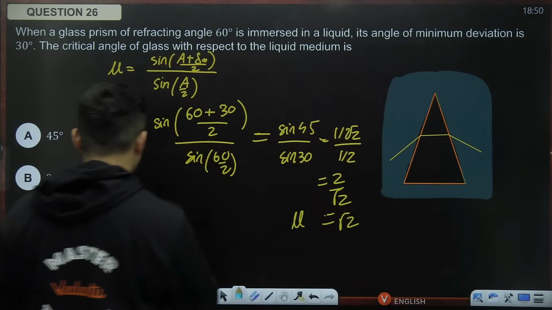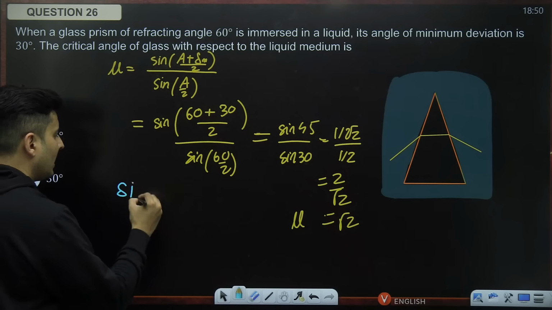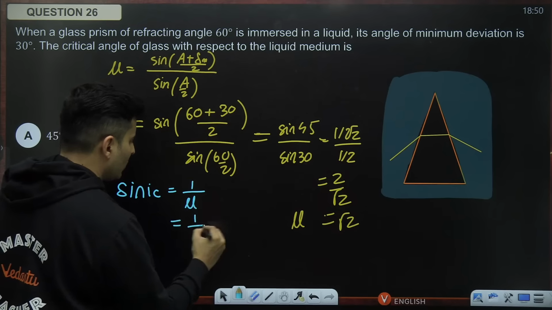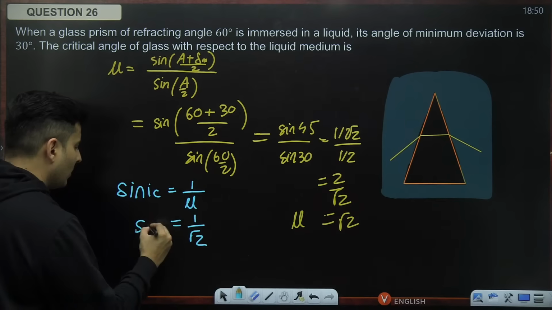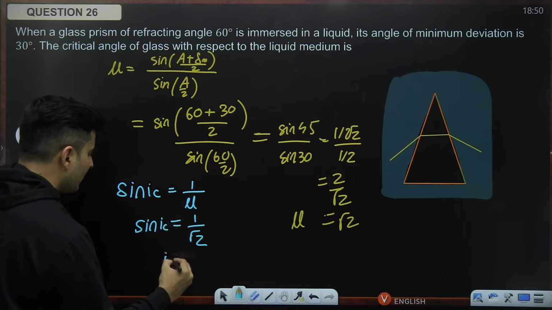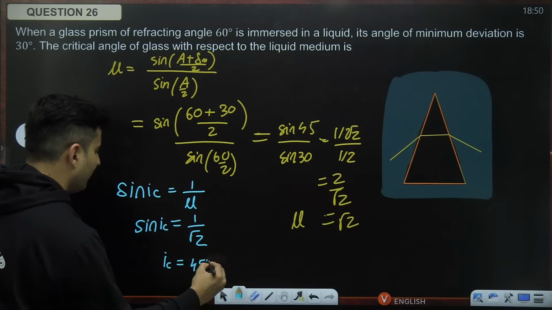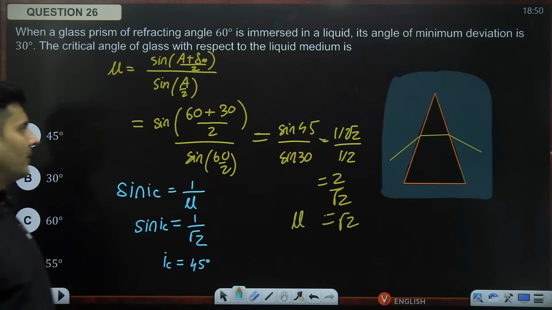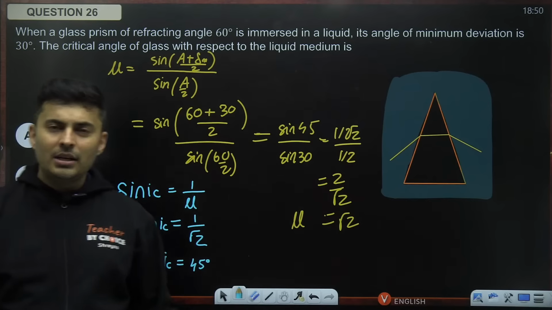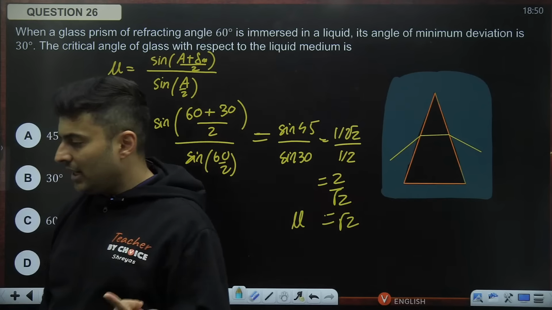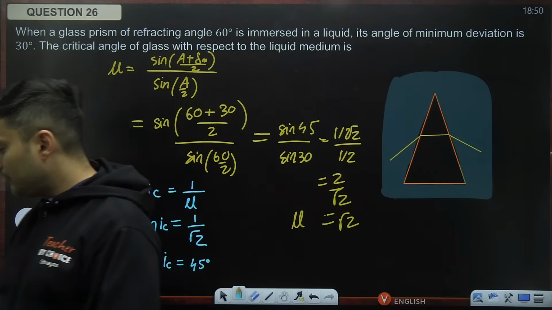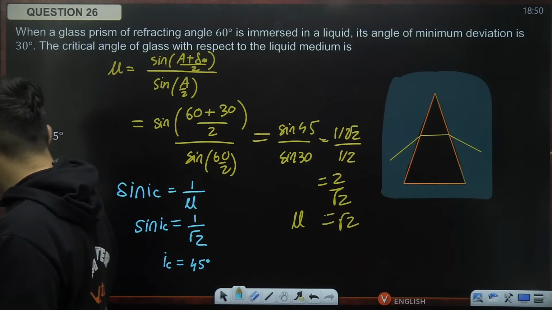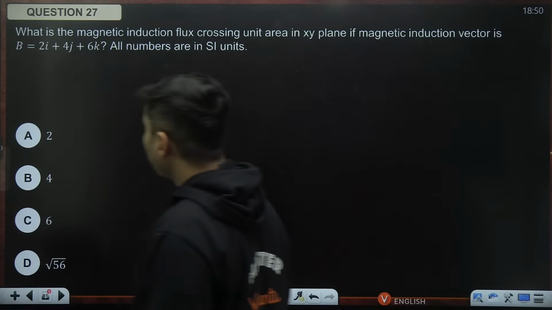But that's not the question. We have to find the critical angle. Sine of the critical angle is 1 by the relative refractive index. So 1 by root 2 is the sine of the critical angle. Therefore the critical angle is 45 degrees, which is option A, the correct answer. This formula was needed to figure out the refractive index, and from that we get the critical angle. Nice two-step question. These kinds of questions are again expected in the examination.